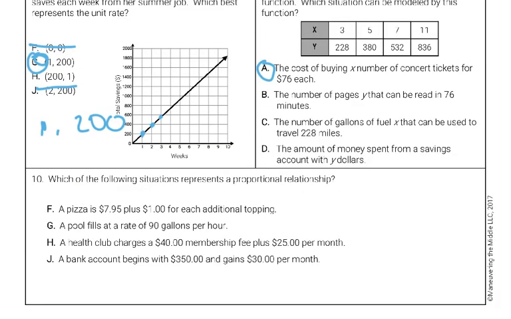Question 10 says, which of the following situations represents a proportional relationship? The answer to this would be G, because each other answer has an additional fee. A, it says plus for each additional topping. Same for H and J.